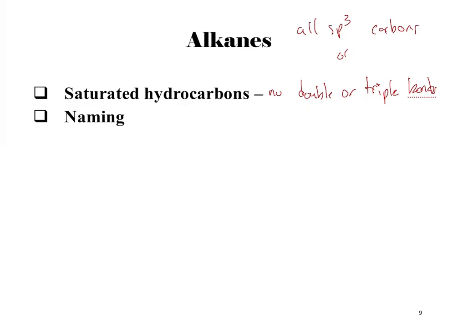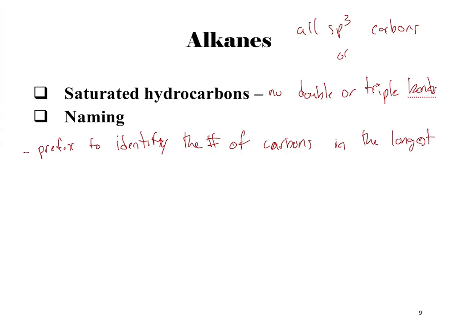is we have a prefix that identifies the number of carbons in the longest chain, right? Prefix to identify the number of carbons in the longest, and I'm going to put longest first, and then in parentheses I'm going to put the highest priority chain. The reason I put that is because sometimes you don't just go based off the longest chain, but also the one that has the highest priority functional groups, which we'll talk about later.